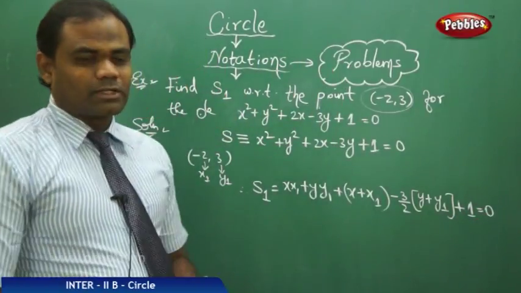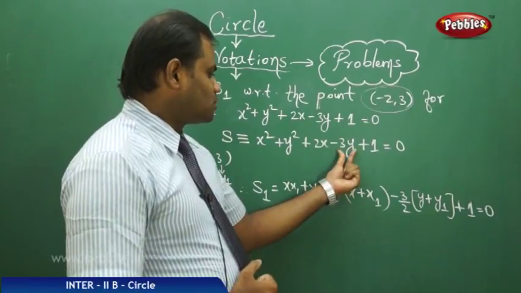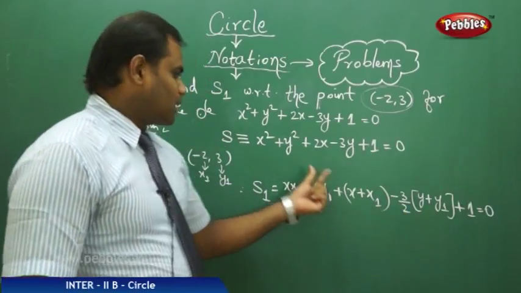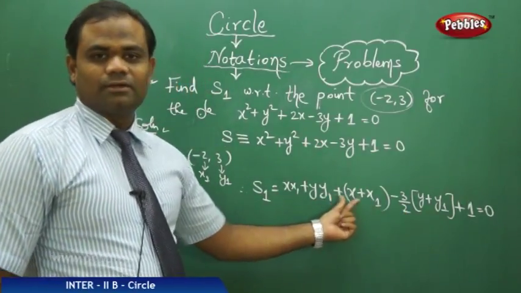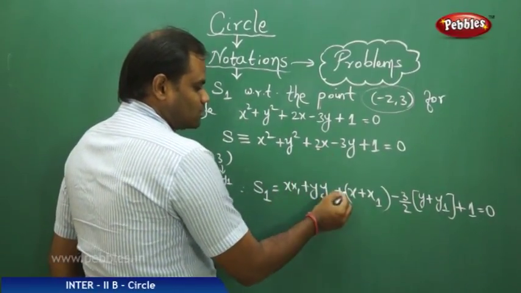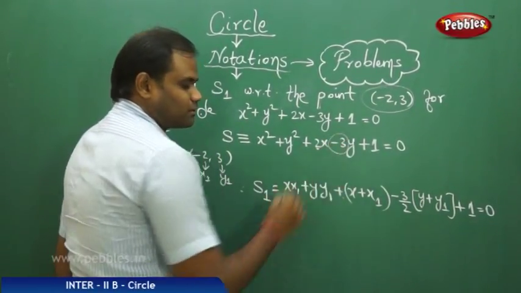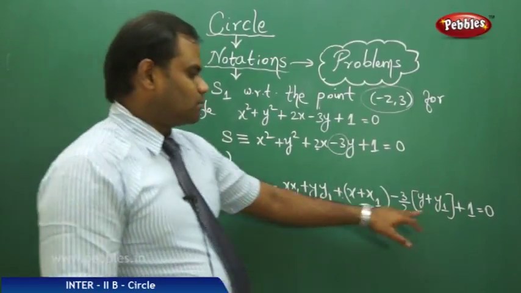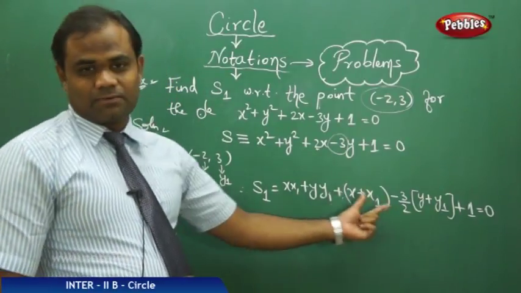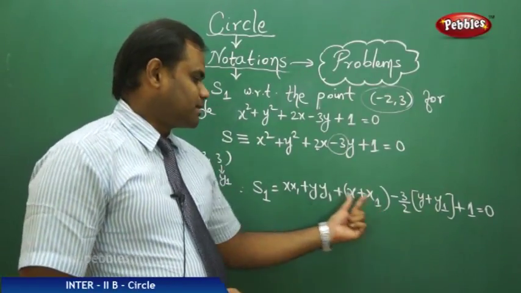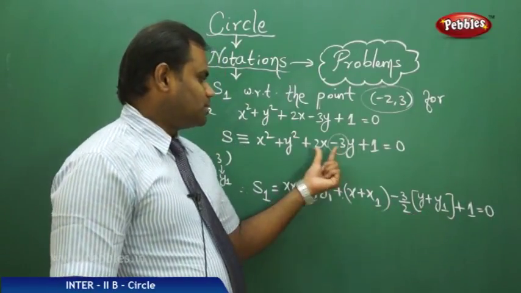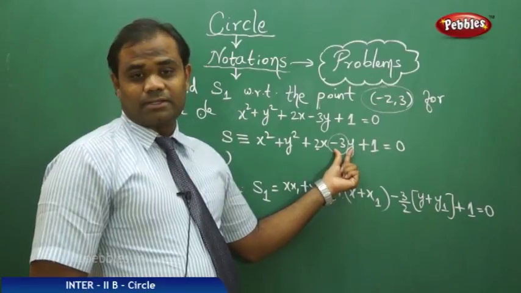So it is very important that 2g becomes g and 2f becomes f, that is half of the coefficient of y and half of the coefficient of x, which comes out here. So half of the coefficient of x, which is 2, is 1, so 1 comes here, and half of the coefficient of y, which is minus 3 by 2, comes out here, which is a very important note when we simplify for S1. G times of x plus x1 plus f times of y plus y1, this being 2g and 2f of x and y respectively.